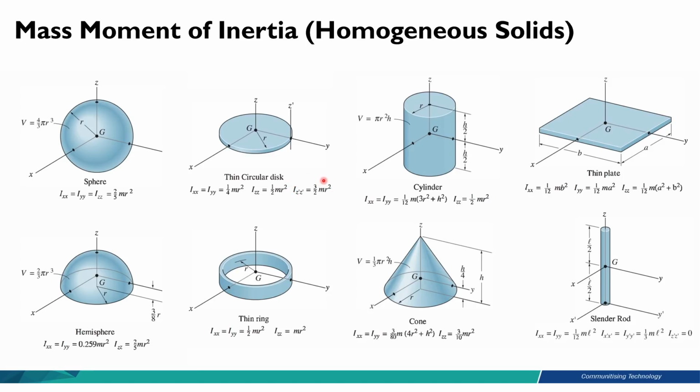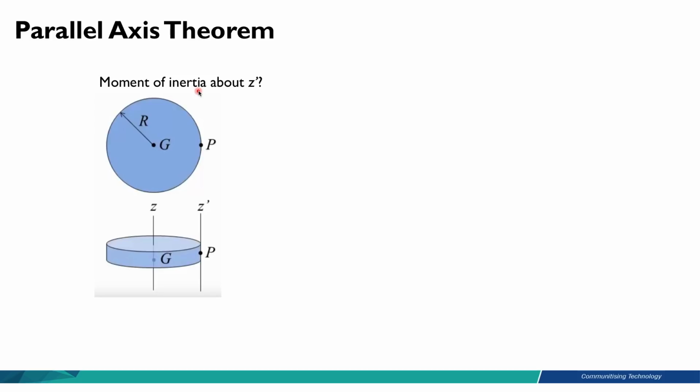The mass moment of inertia about an axis that is not passing through the center of gravity of the solid can be calculated using what we call the parallel axis theorem.